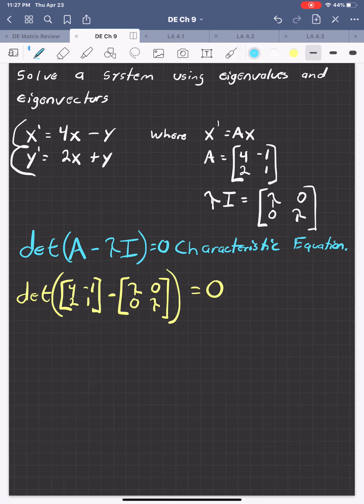Okay. So first thing, let's go ahead and take care of the subtraction first. So that's going to be the determinant of, and we would have 4 minus lambda, then negative 1 minus 0, then 2 minus 0, and then 1 minus lambda.